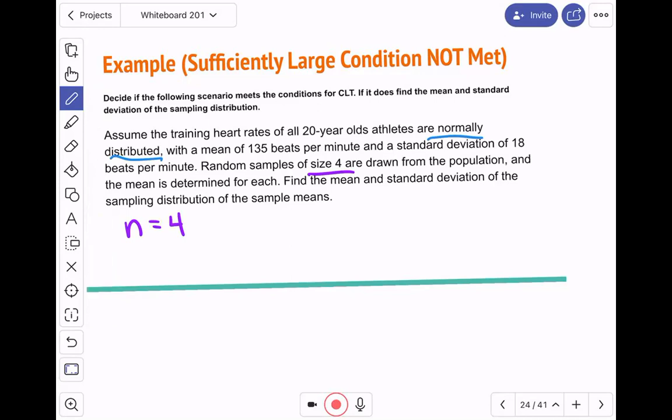But there's one other condition that lets me use the central limit theorem. And that's if they state that it's already normally distributed. Have they stated that it's already normally distributed? Yes. So we can write it like this.